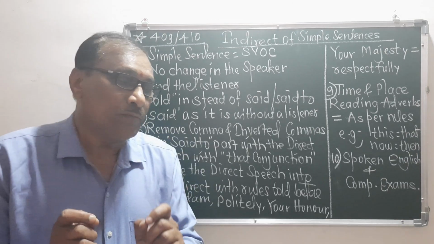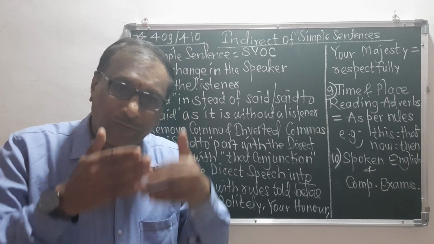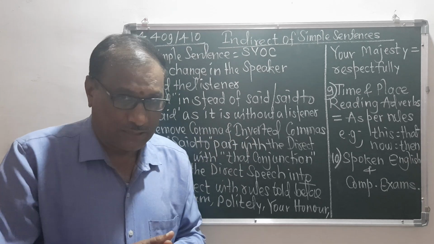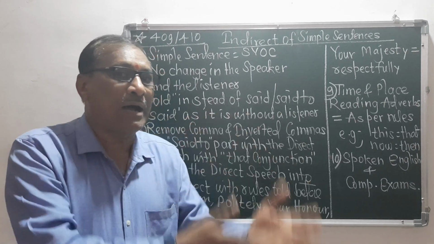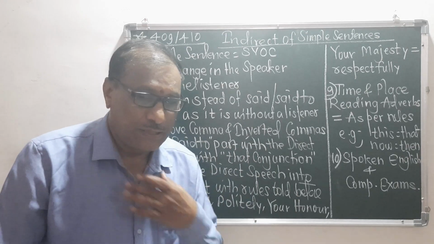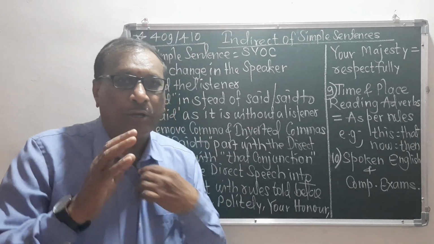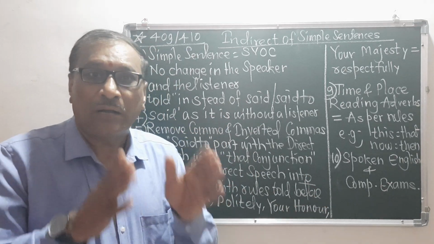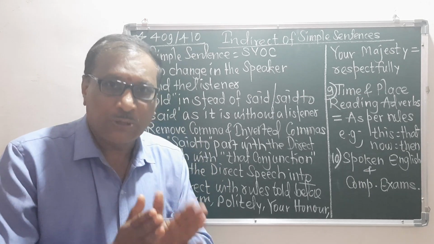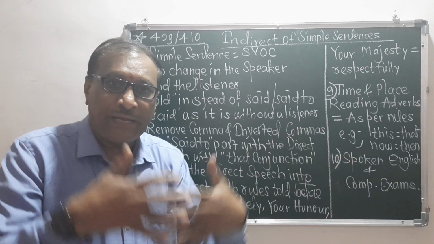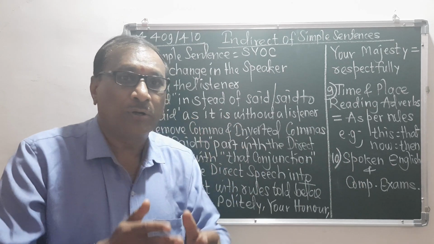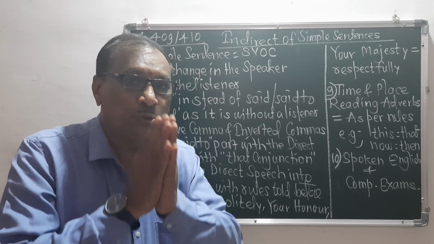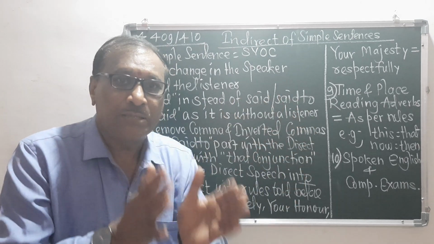Remember, we have the direct speech, and in the direct speech there are two parts. The first part is the reporting verb part and the second part is the direct speech part. So remember, when we are making the indirect speech, it is our duty to join these two parts with the conjunction, and that conjunction is "that". We should use that conjunction to join these two parts.